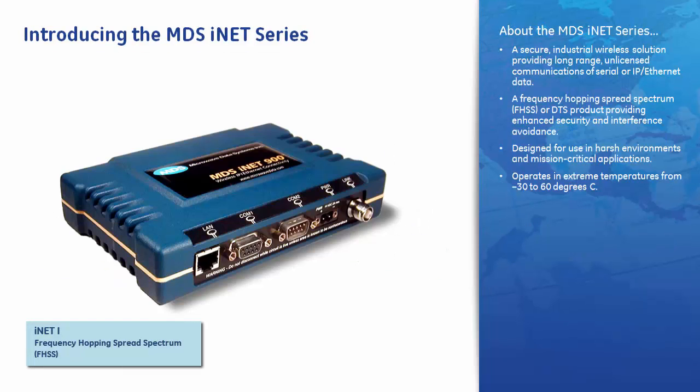The iNET series uses frequency dispersion techniques known as frequency hopping spread spectrum, FHSS for the iNET, and digital transmission system, DTS, for the iNET-II model. With these techniques, the transmitted signal is rapidly switched over a wide swath of operating frequencies within the operating band. This is a key to license-free operation, and it minimizes the effects of possible interference to and from the radio. It also serves to enhance the security of transmitted data.